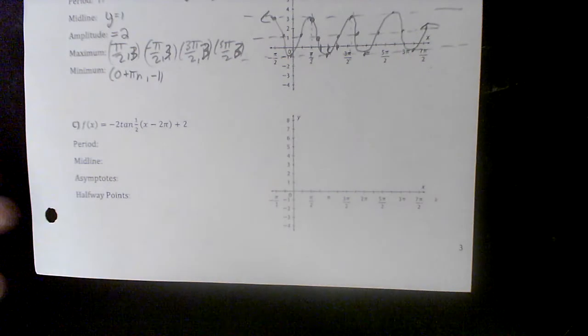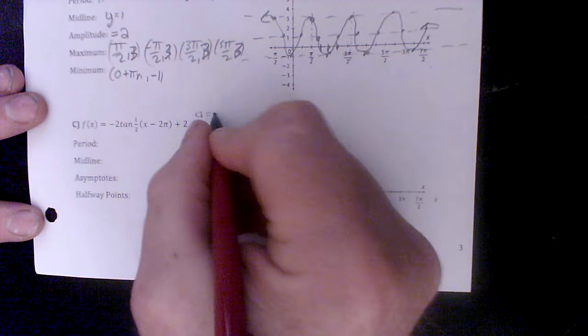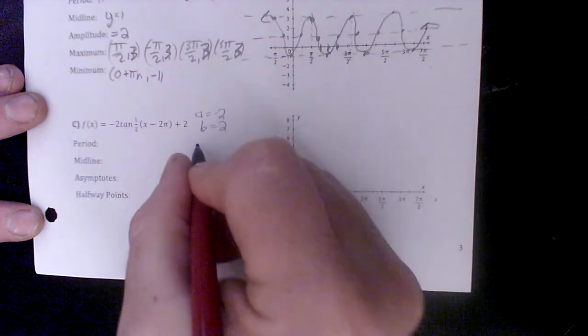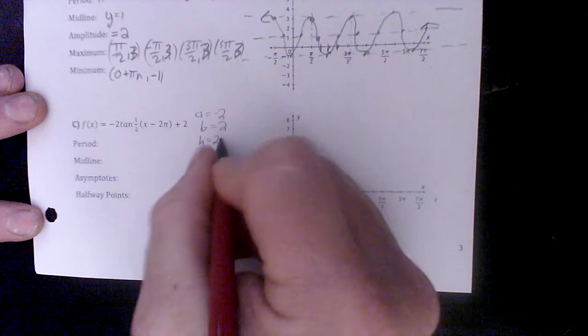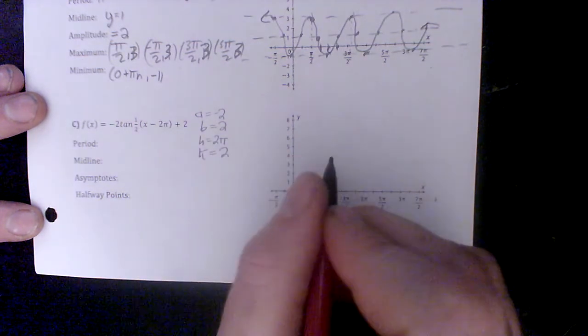It's tangent. All right. So tangent, I'm going to do a little bit different. We're going to figure out the period first. So I'm going to list them right here. We've got A, which is negative 2. We got B, which is 2. We got H, which is 2 pi. And K, which is 2. My period is now pi times B, so my period is 2 pi.